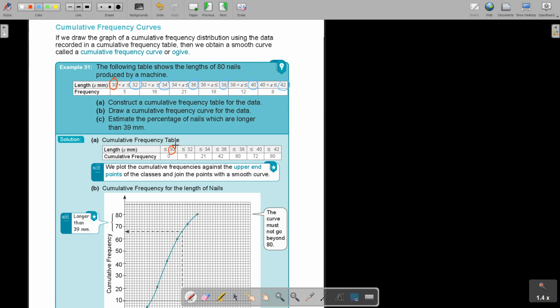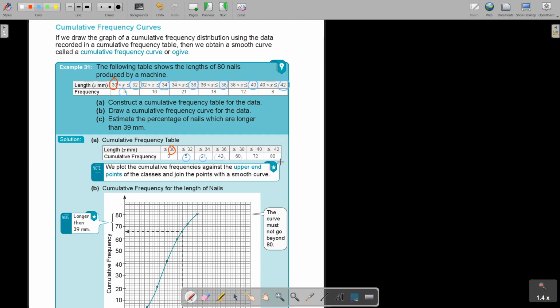So it's smaller than or equal to 30, and then it's 0. Smaller than or equal to 32, it's 5. And then you can leave it on your calculator and say plus 16, and you get 21. Then plus 21, you get 42, and you write 36. Plus the 18, you get 60 and you write 38. Plus the 12, you get 72 and you write 40. And plus the 8, you get 80 and you write 42.